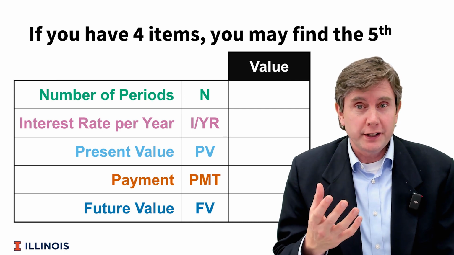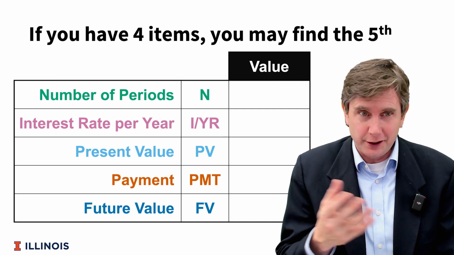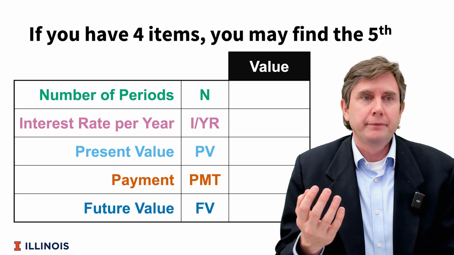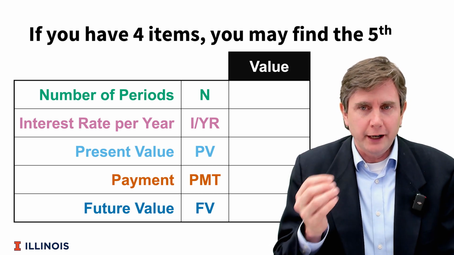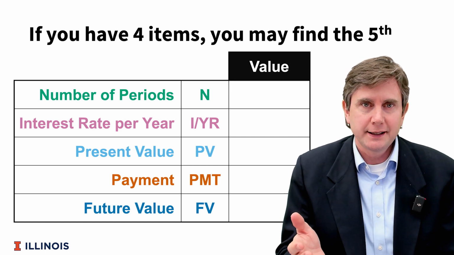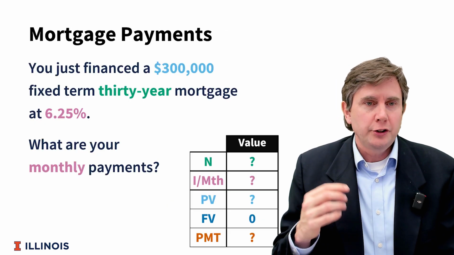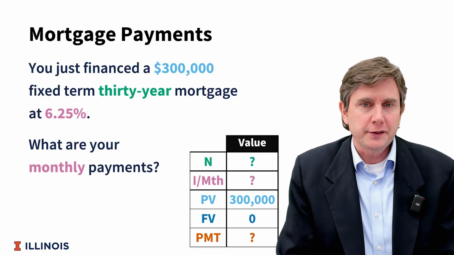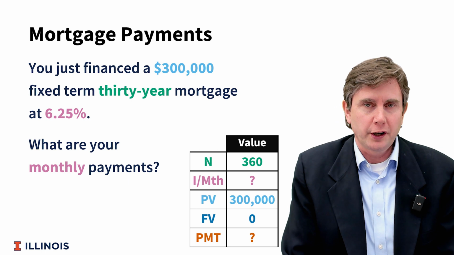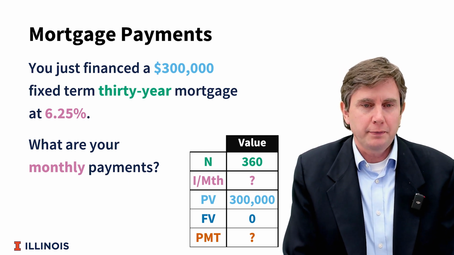Now that we've looked at cash flows, positive and negative, and ordinary annuities and annuity dues, let's go ahead and give it a shot. So if you have 4 items, you can always find the 5th, and in this case, we're going to find a payment on an annuity. So let's see what we're trying to do here. You just financed a $300,000 fixed-term 30-year mortgage at 6.25%. What are your monthly payments?